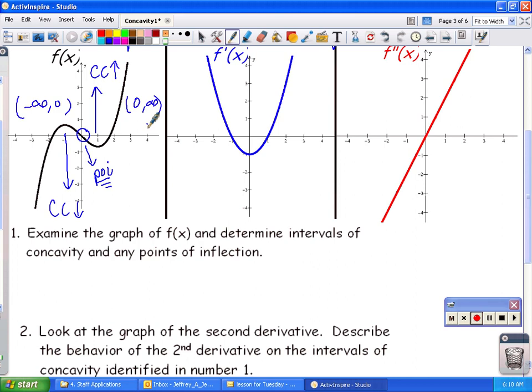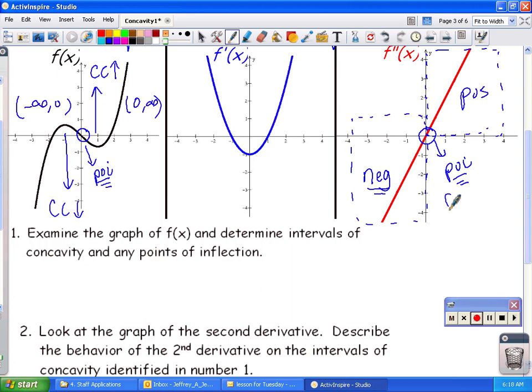If you look at the red graph from negative infinity to 0, in this region of the graph, you'll notice that the second derivative is negative. And if you look at the concave up interval of the original function, from 0 to infinity, you notice that the second derivative is positive in that region. And finally, if you look at the place where the point of inflection occurred on the original graph, you'll notice that the second derivative at this particular value of x, which is 0, turns out to be 0.